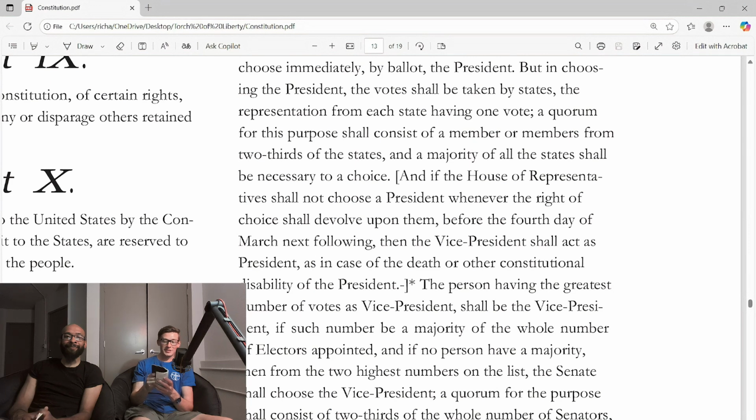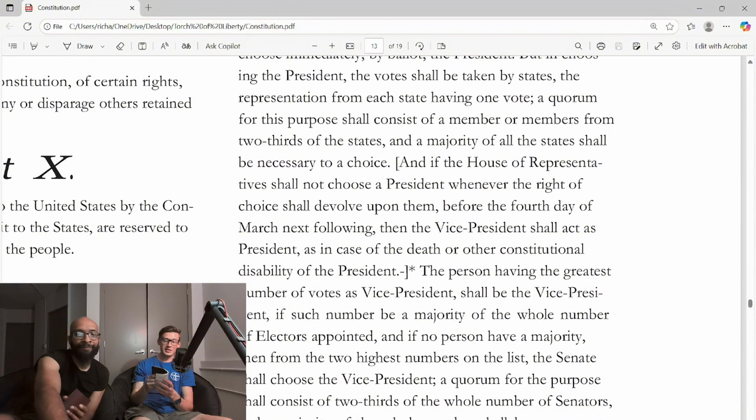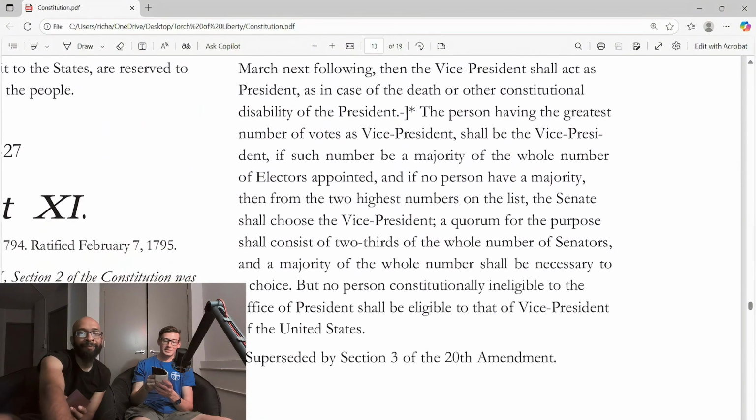And if the House of Representatives shall not choose a president whenever the right of choice shall devolve upon them before the 4th day of March next following, then the vice president shall act as president, as in the case of the death or other constitutional disability of the president.